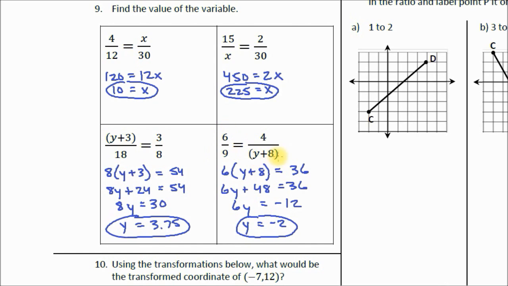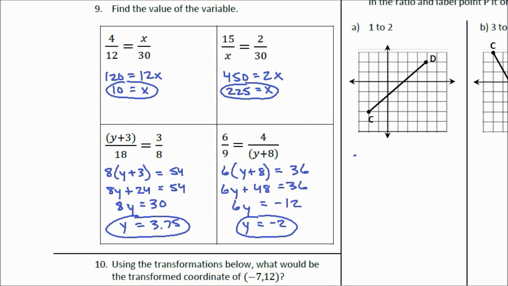Take a look at what that does up here. 6 over 9 is equal to 4 over negative 2 plus 8, which is 6. So 6 over 9 is equal to 4 over 6. And by the way, if you ever want to check your answer, just go ahead and plug your x value or your y value into your equation and see if both sides of the proportion are true. If you got your answer right, it will be true. That's the end of question number 9.